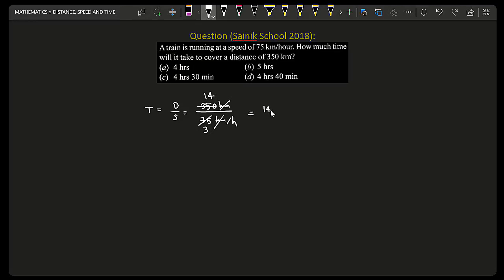14 by 3 hours. But this is not matching with any of the options. That means you need to convert it into mixed form. 14 by 3, what is the mixed form? Sir, 1 by 3. Why 1 by 3? Divide 14 by 3. What is the quotient?